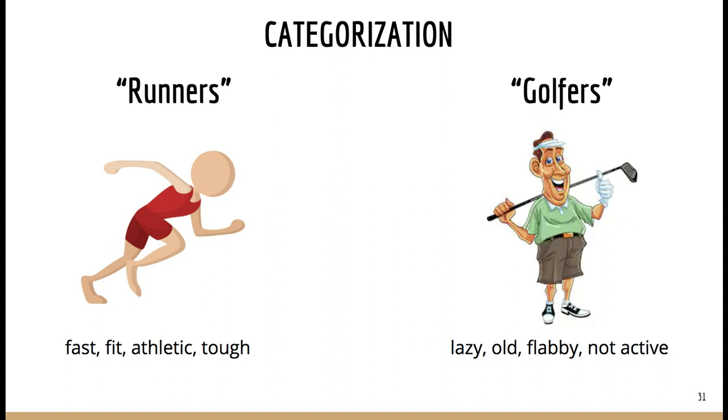Okay. There are also golfers. Golfers are, I'm sorry if you're a golfer, this is just my schema. Lazy, old, maybe a little flabby. They're just not very active, right? So I've got two groups here, okay? Runners and golfers.